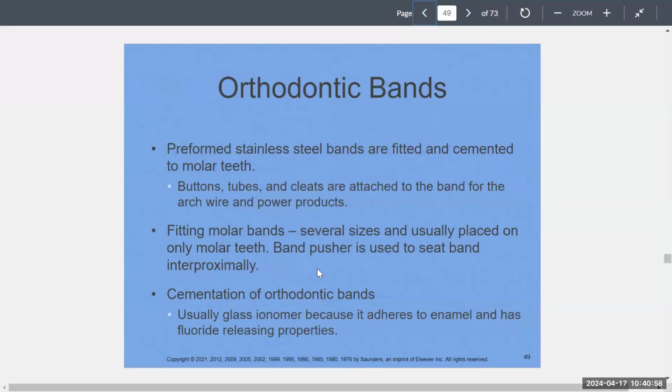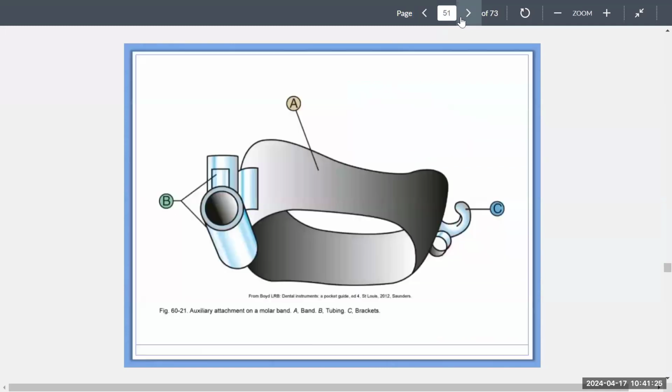Usually you cement it. What are you going to use? You're going to use something with fluoride in it. So usually glass ionomer, if you remember and think back to your dental materials class, that has fluoride in it and it adheres to the enamel because remember, these teeth still have enamel on them. It's not like you're making a crown. Your crown had only dentin and no enamel. So this is different. This has enamel intact and you do want fluoride releasing properties. So you're going to use glass ionomer as your cement.